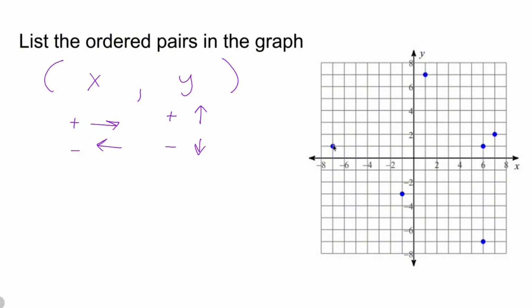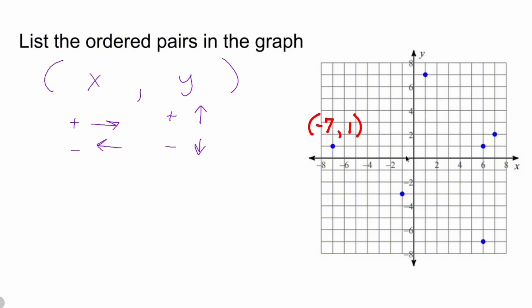Okay. So in order to get to this guy right here, I start at 0, 0. And in order to get there, I go left 1, 2, 3, 4, 5, 6, 7. And then I go up 1. Left 7, up 1. So if I were to go left 7, my first point is going to be negative 7. If I were to go up 1, that is a positive y value, so positive 1. Left 7, negative 7, up 1, positive 1. This guy is done.